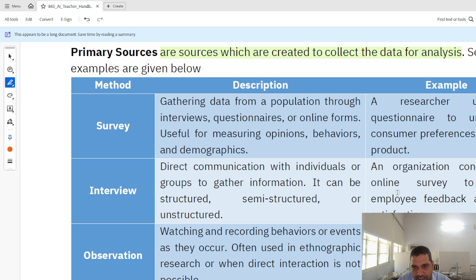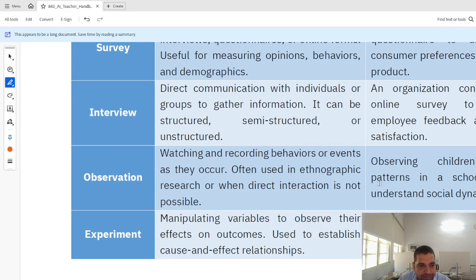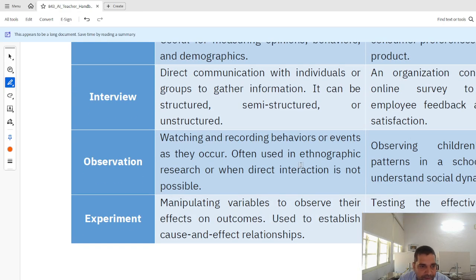So for example, an organization conducts an online survey to collect employee feedback about job satisfaction. So this collection can be three categories. This depends on your program, that is, how you are collecting the data. This depends on the software.